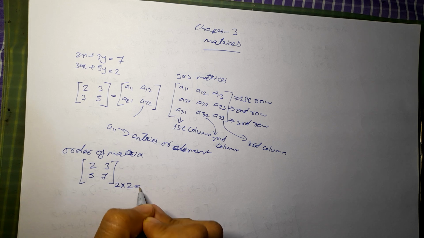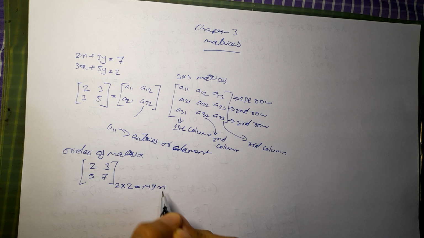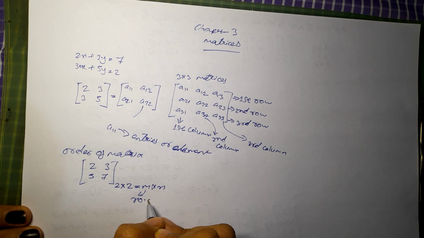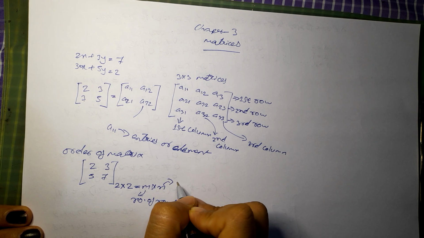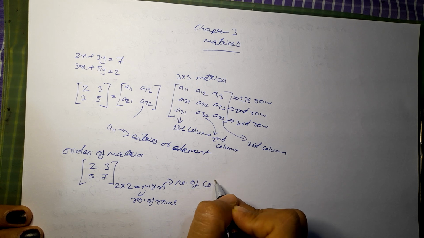The order of the matrix is represented by m into n. m is the number of rows, and n is the number of columns.